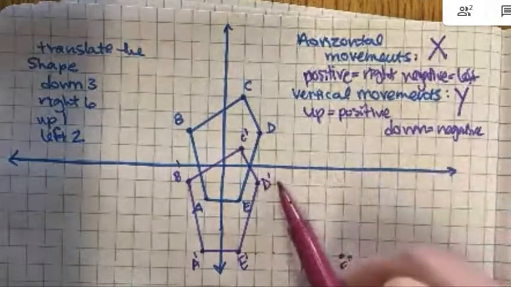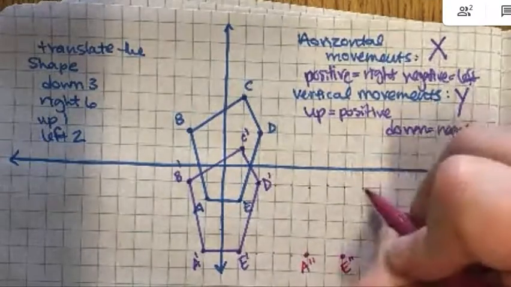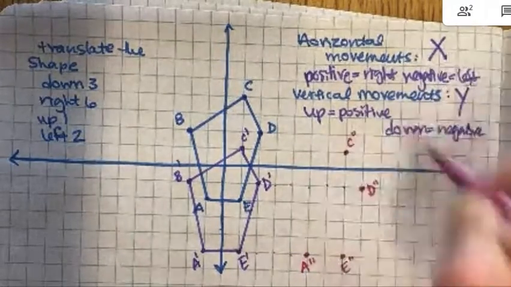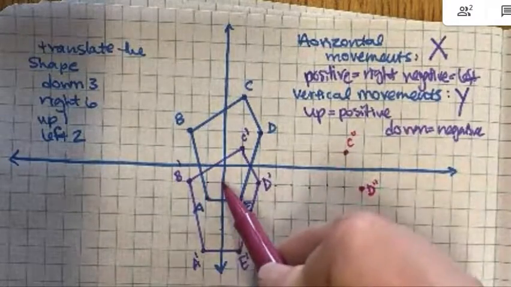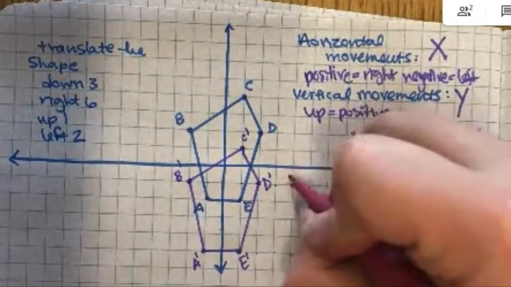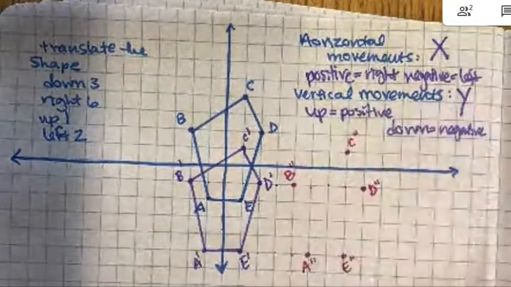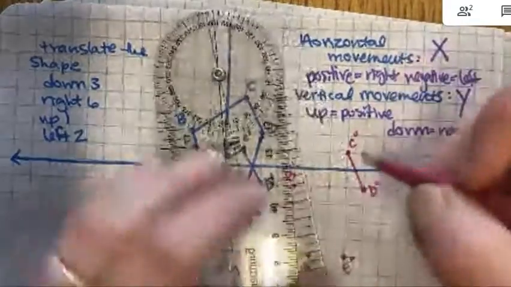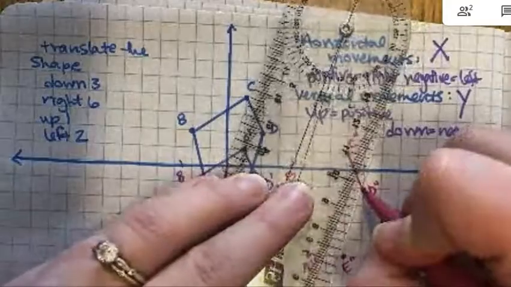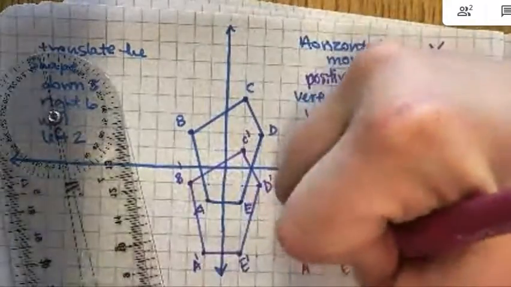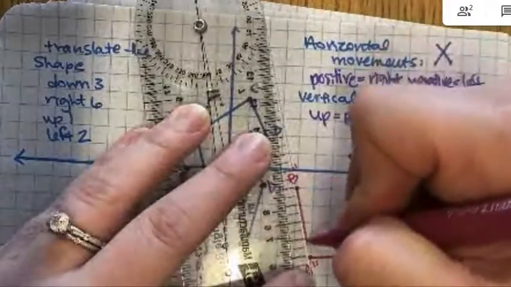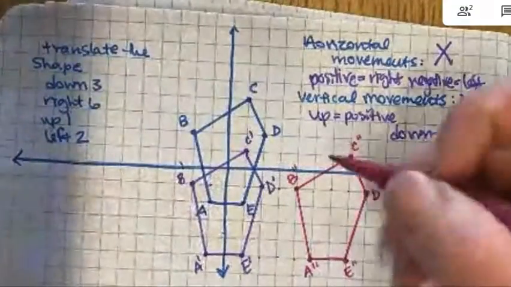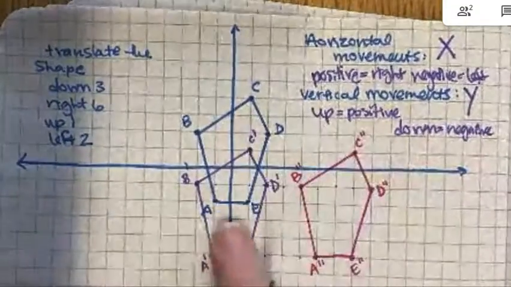D moves over 6, 1, 2, 3, 4, 5, 6 to here, D double prime. C is going to move over 6, C double prime. And B is going to move over 6, 1, 2, 3, 4, 5, 6 to B double prime. And so again, we can connect the dots to all of these points. I'm going to use this angle ruler to help me draw these longer lengths. And now I have my new shape. It's now moved down 3 units and to the right 6 units.